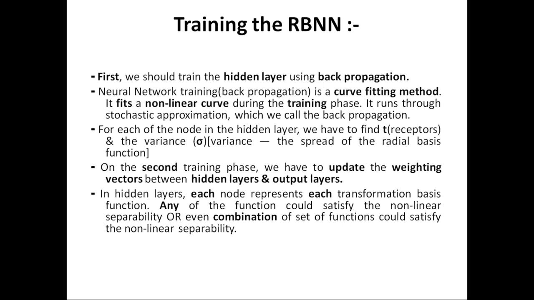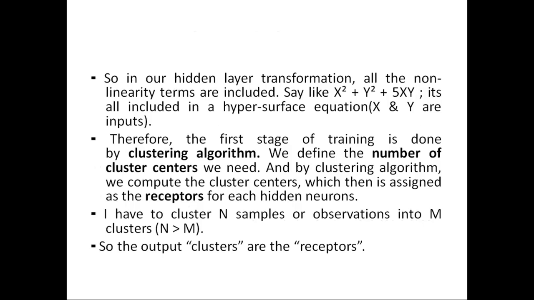For each node in the hidden layer, we have to find the centers, the receptors, and the variance sigma. And in the second training phase, we have to update the weight vectors between the hidden layer and the output layer. One is input to hidden, and that is hidden to output layer. In the second phase, we are updating the weights between the hidden layer and the output layer. In the hidden layer, each node represents a transformation basis function, and any of the functions could satisfy the nonlinear separability, or even a combination of the set of functions can satisfy. So this is the training principle.